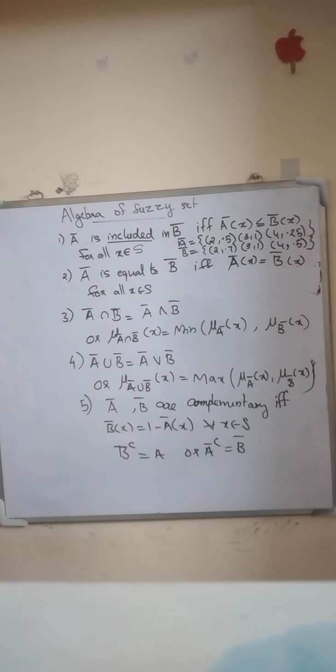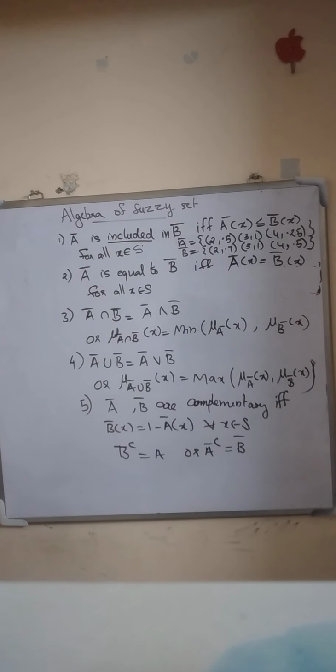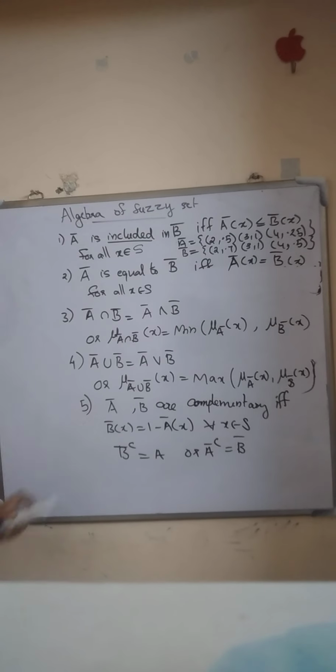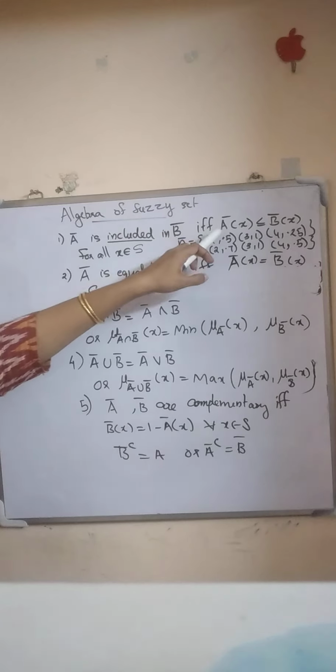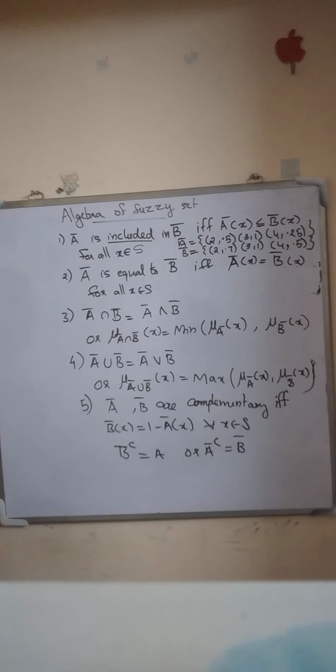Today we discuss the fuzzy set operations. First is inclusion. A bar is included in B bar, that is, A bar is contained in B bar, if and only if A bar of x is less than or equal to B bar of x for all x element in the set.